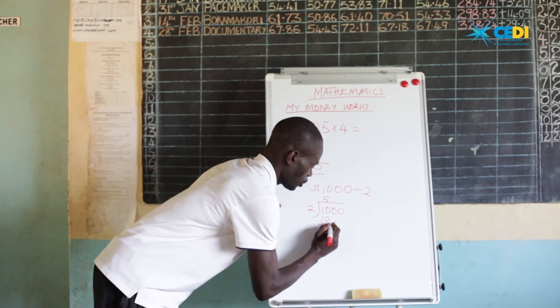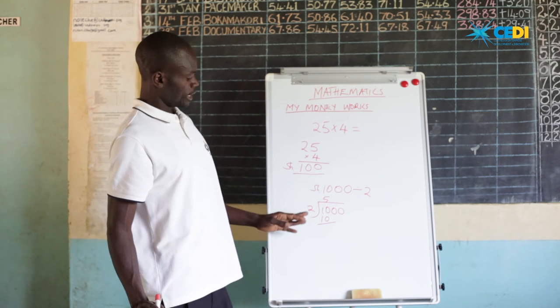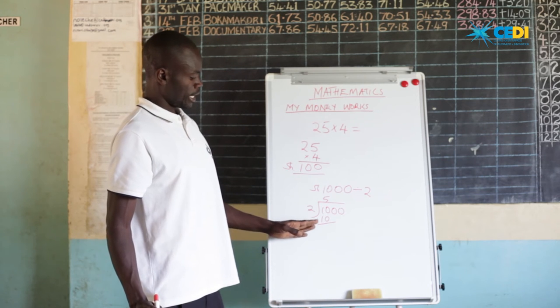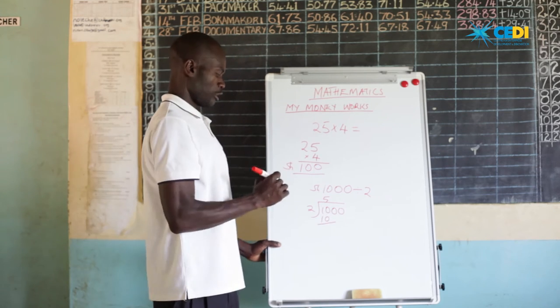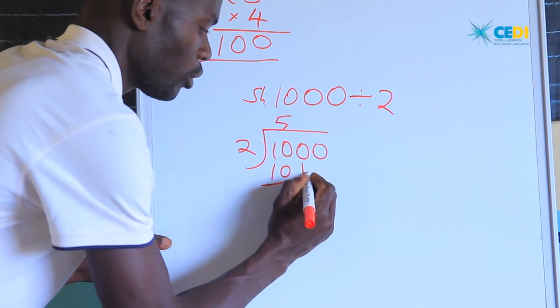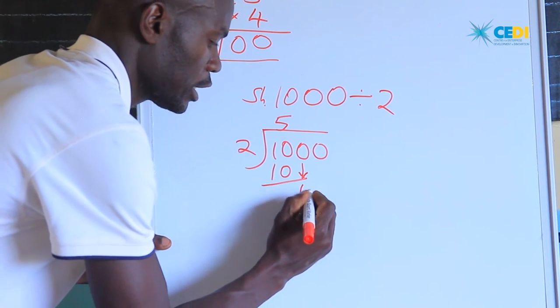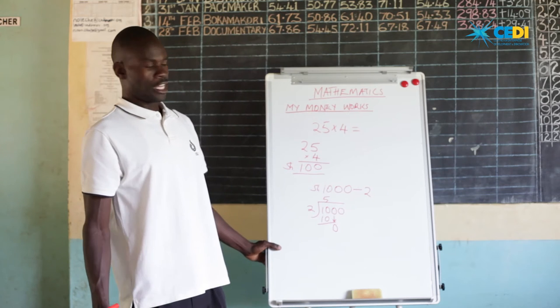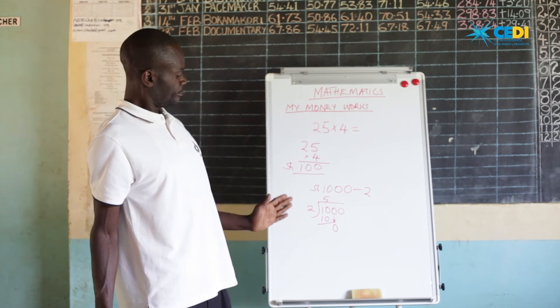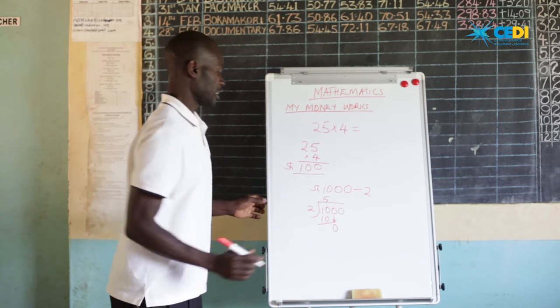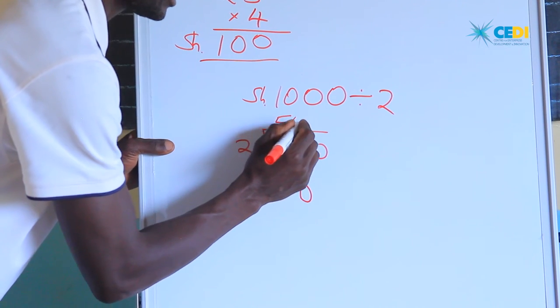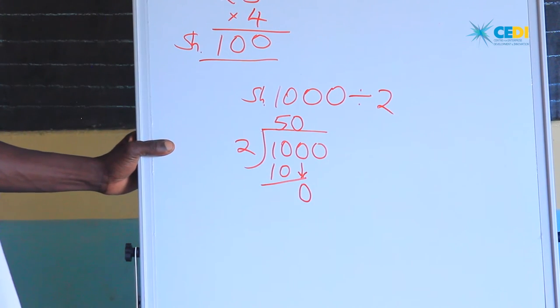Times you do the subtraction. We realize now 10 minus 10 is equal to 0. So because we still have some other figures to divide, we'll bring them down. That is 0. Then you say 2 divide 0 how many times? Realize it is 0 times. Therefore, you write that 0 on top there.